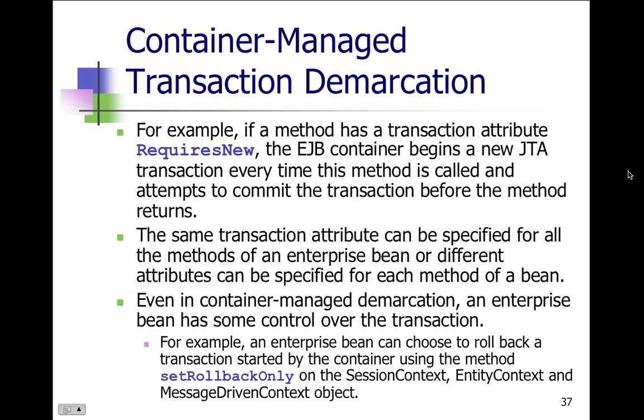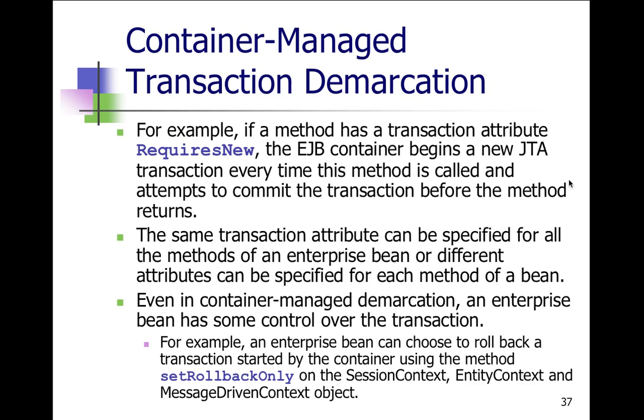So you're explicitly specifying when the bean is actually going to be used and what methods are actually going to be called. The same transaction attribute can be specified for all of the different methods inside of the enterprise bean, or different attributes can be specified for each one of the methods of the bean. So you can customize it per bean inside of the container.